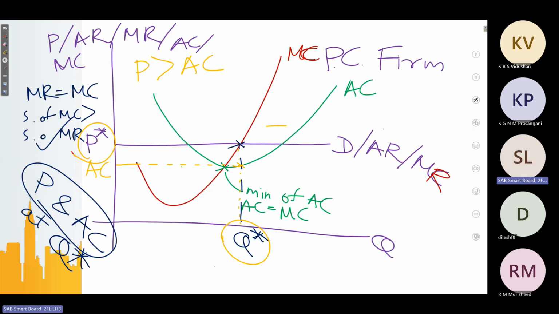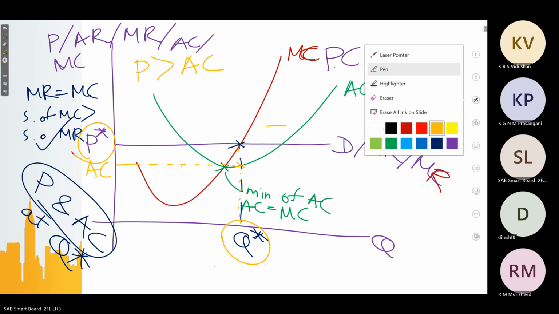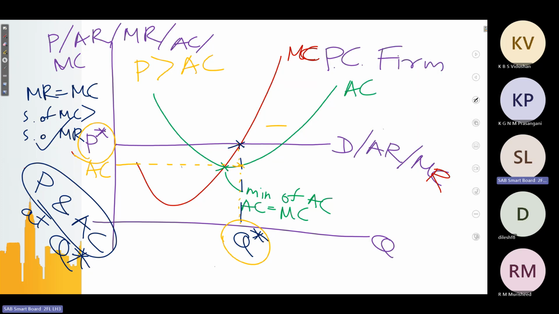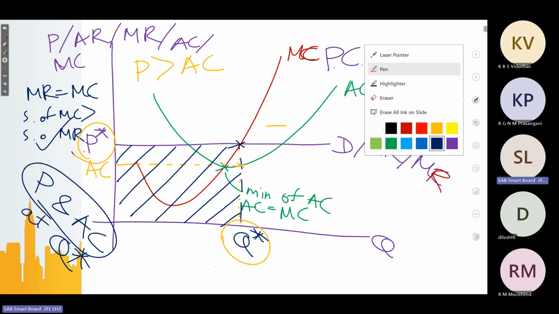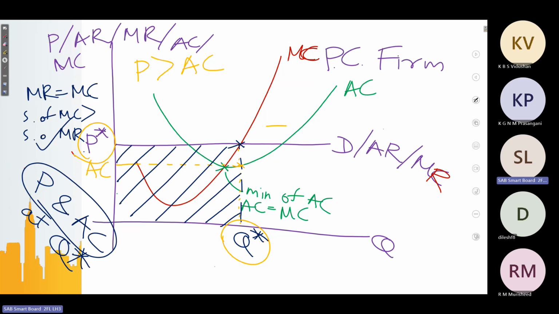So what is the total revenue at the profit maximizing output level? Q star into P star. So this area will be the total revenue at the profit maximizing output level, Q star into P star. And what is the total cost at the profit maximizing output level? Q star into AC. So the total cost at the profit maximizing output level will be this much.